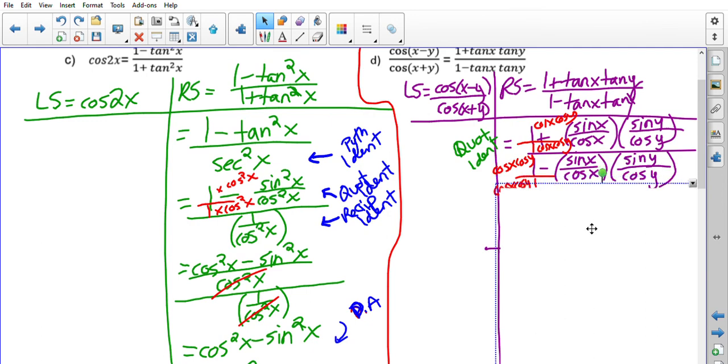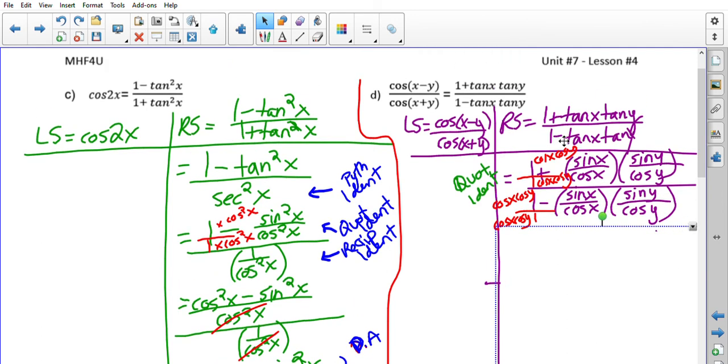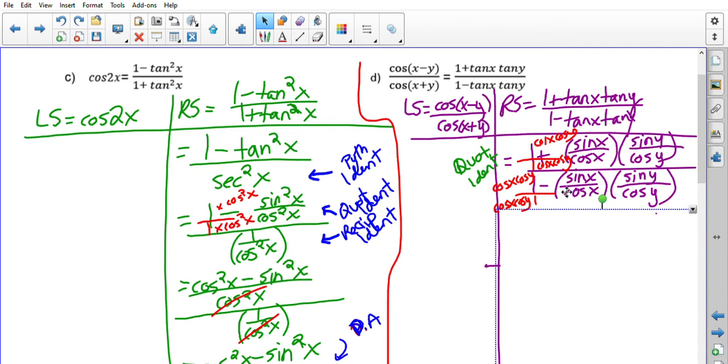All right, I'm going to do now the exact same thing with the denominator. So 1 minus tan x tan y, I'm going to use the quotient identity again and write it as 1 minus sine x over cos x times sine y over cos y. Just the same as with the numerator, I need to find a common denominator in order to combine the bottom. So I multiply top and bottom of 1 over 1 by cos x cos y.